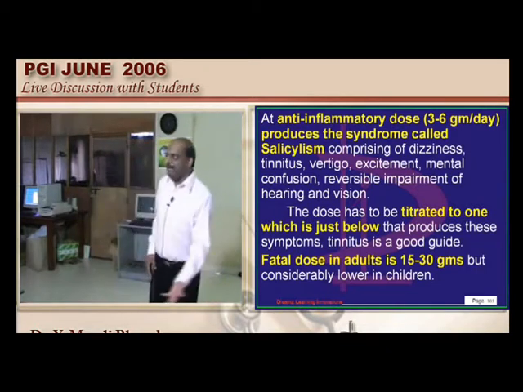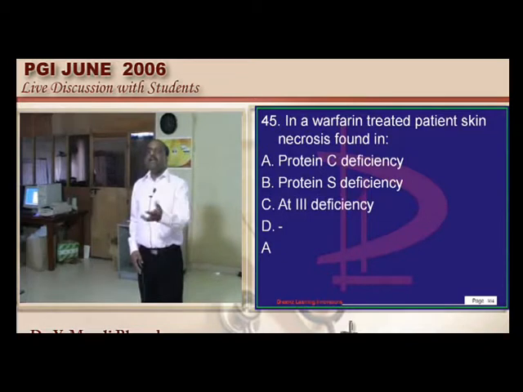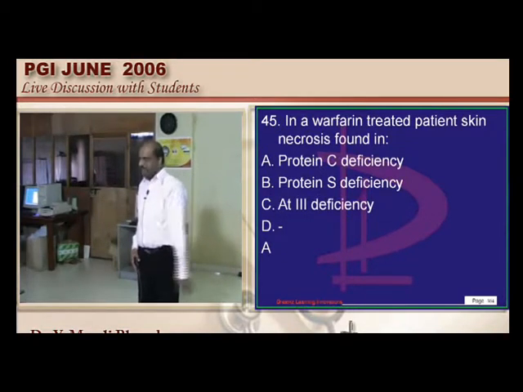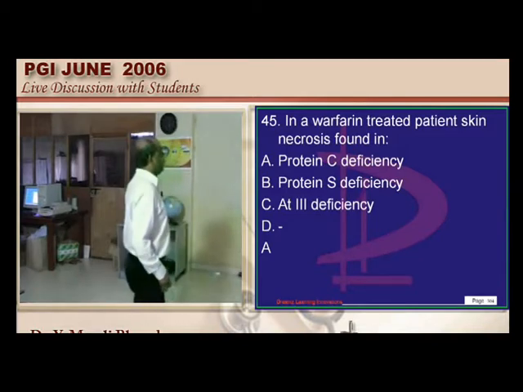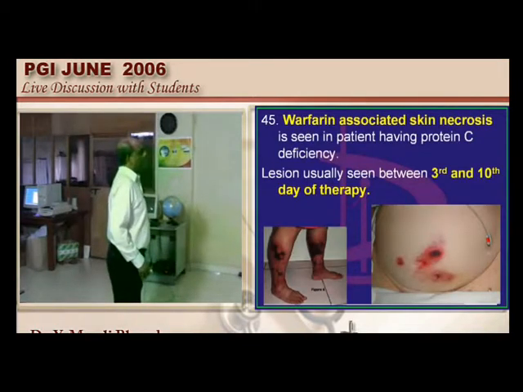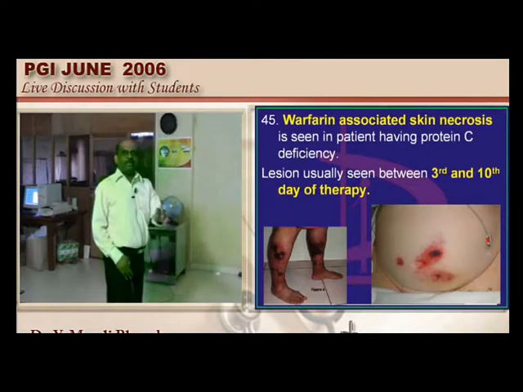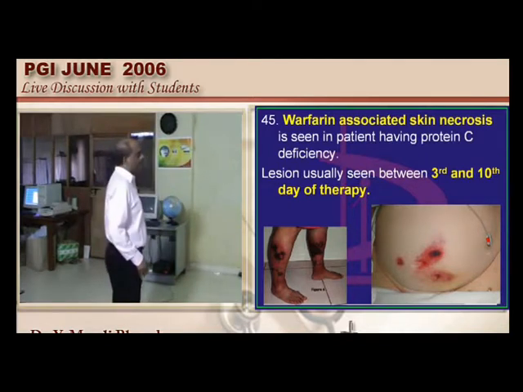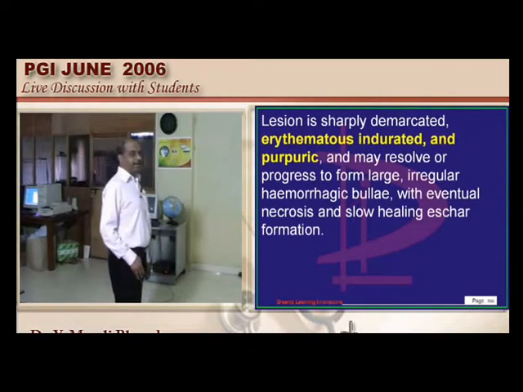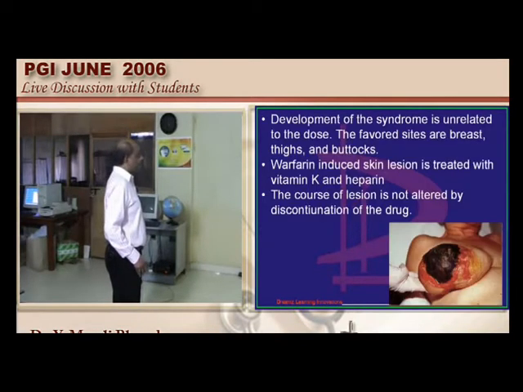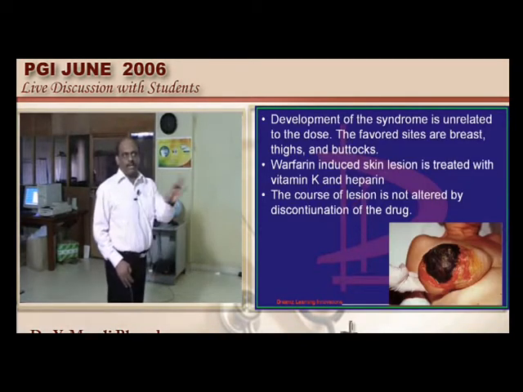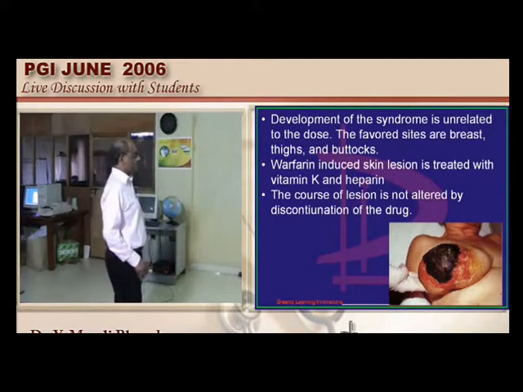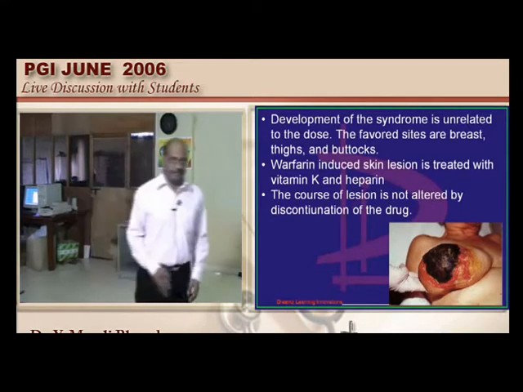In the last test only we discussed warfarin induced skin necrosis which occurs in protein C deficiency, which we have to be doubly sure about. So now the question is, between around the 3rd to 10th day after the initiation of warfarin it will appear. There will be erythematous, indurated, purpuric, well demarcated areas of hemorrhage, and the breasts, thighs, buttocks, they are all the classical locations for the warfarin induced skin necrosis, is what needs to be remembered.